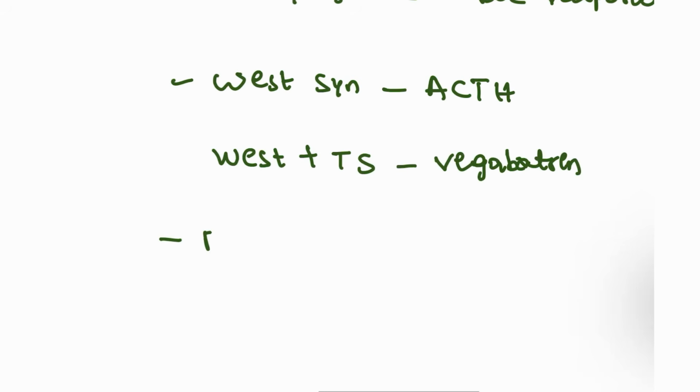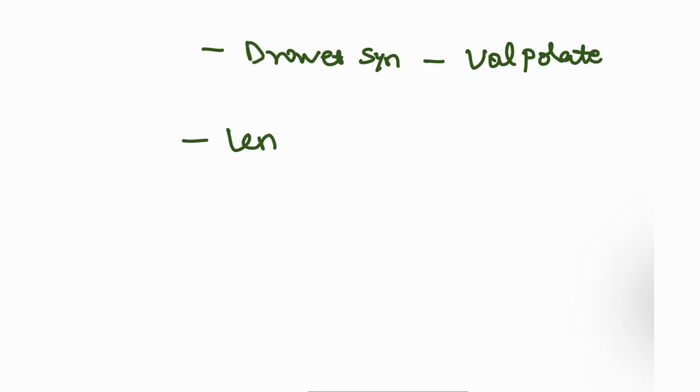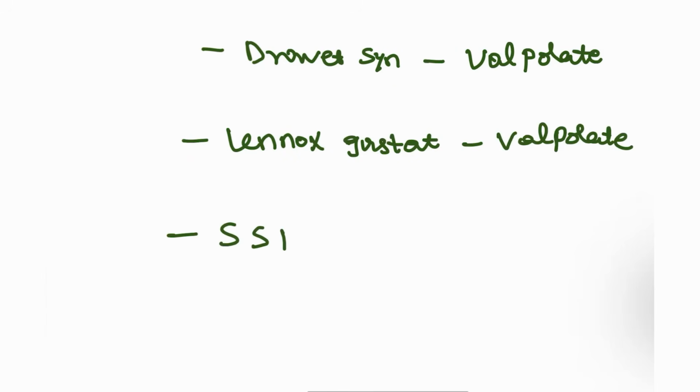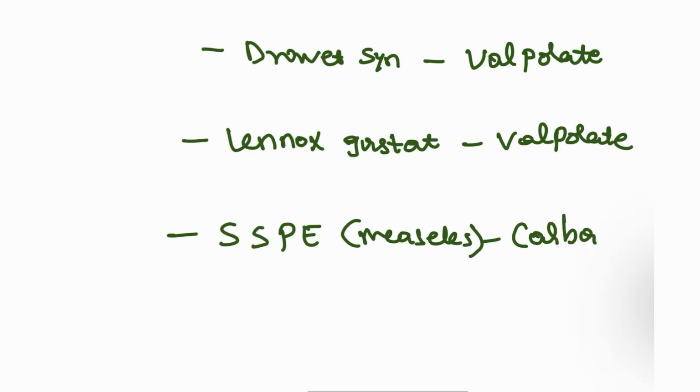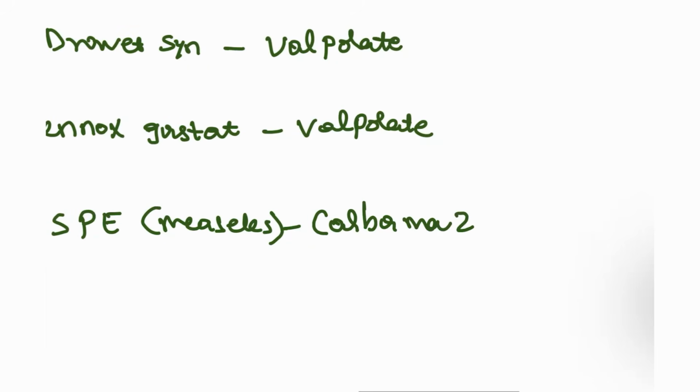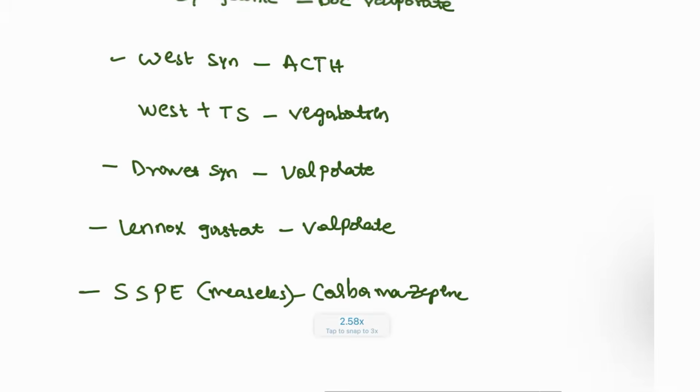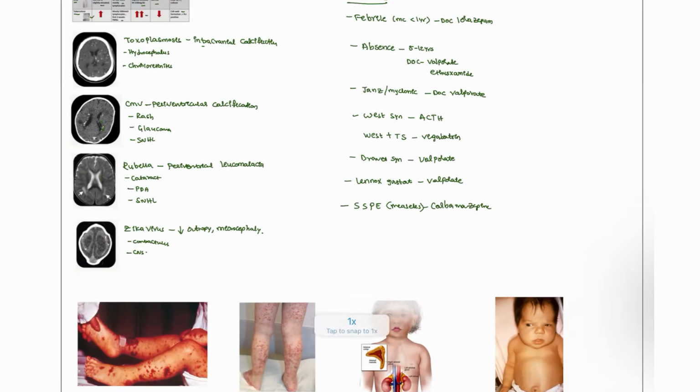Next, another syndrome like Dravet syndrome. In Dravet syndrome also valproate is given. Other conditions like Lennox-Gastaut, and here also valproate is the drug of choice. Next, SSPE. This is a measles complication, right? For this patient, we can go for carbamazepine.